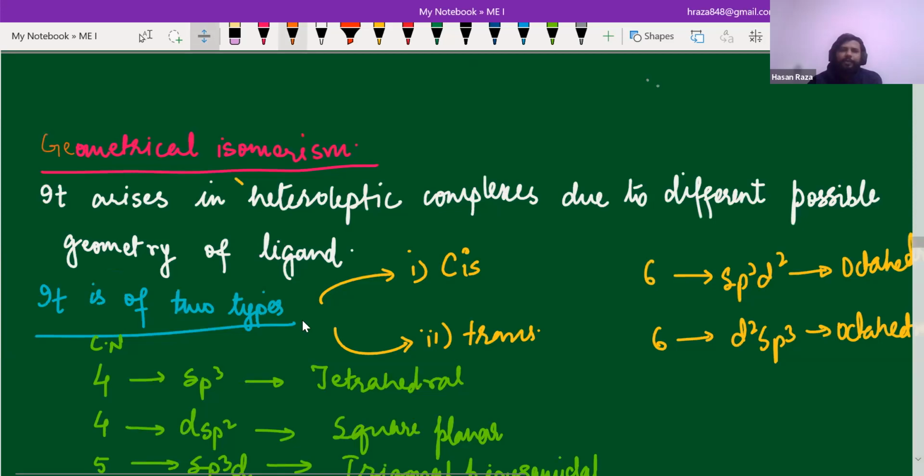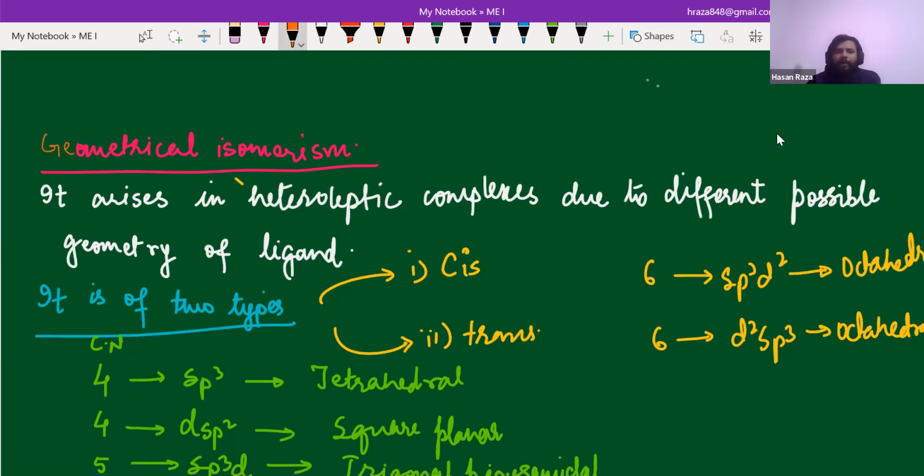Now see in the next, that is geometrical isomerism, and it is a part of stereoisomerism. Geometrical isomerism only occurs in heteroleptic complexes, as you already know. Complexes having more than one type of ligand show geometrical isomerism, and it is of two types, cis or trans.